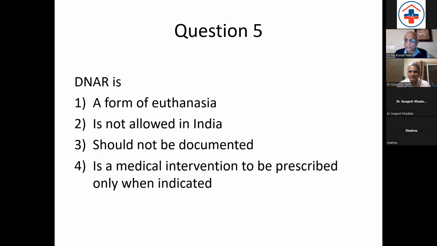We have now got ICMR guidelines on it. Should not be documented? No, that is not the advice of the guideline document. Yes, it's a medical intervention like any other. And every medical intervention has to be appropriate, has to be indicated.